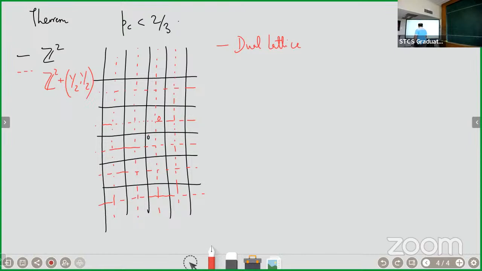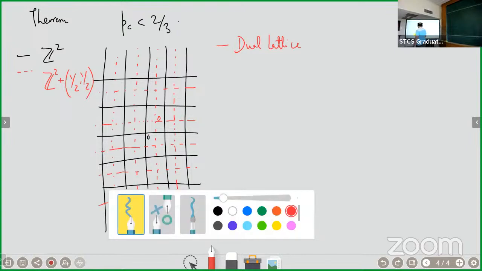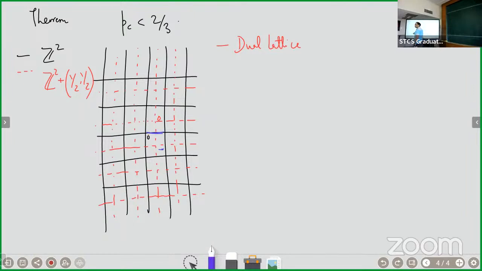Now, what edge rule is possible to apply to this? So let's say this edge was... so make this edge blue. That's my definition of dual lattice.